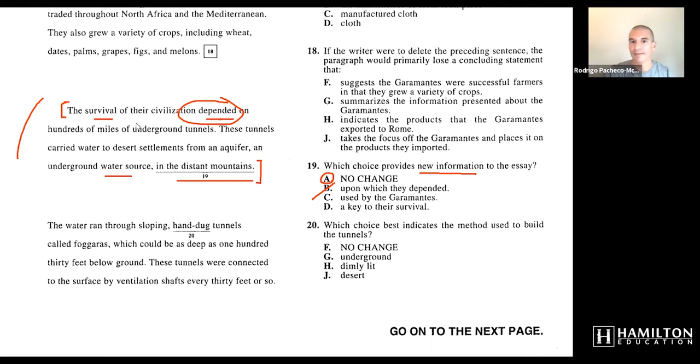C, used by the Garamantes. Well, the fact that they depended on these hundreds of miles of underground tunnels already suggests that this water source was used by the Garamantes. So we can eliminate C. And D tells us that this water source was a key to their survival. Again, we already see that information in the previous sentence. So we can also eliminate D.